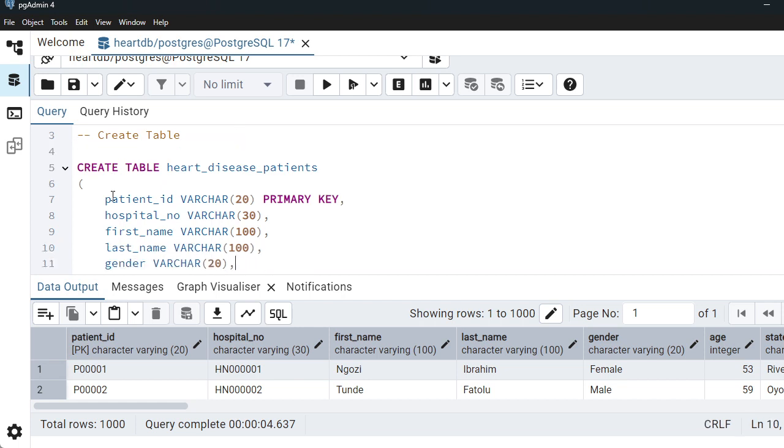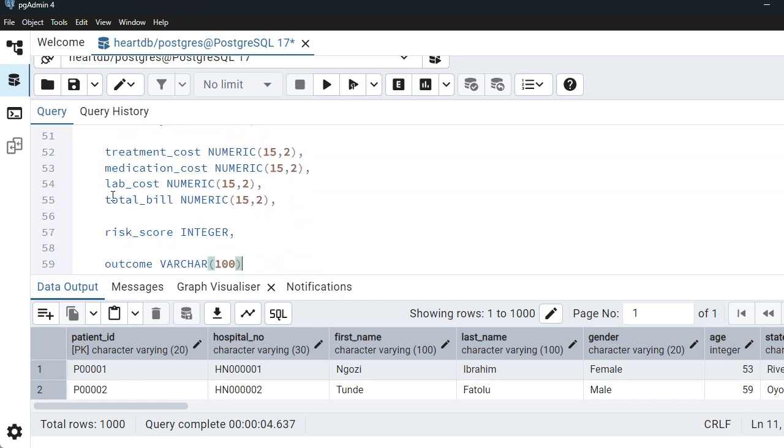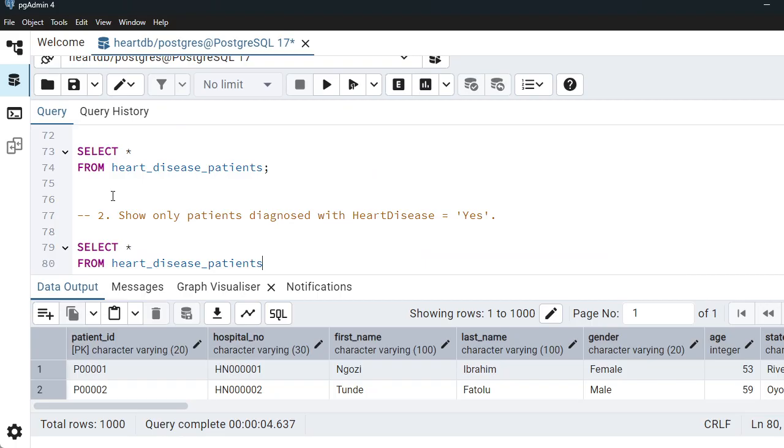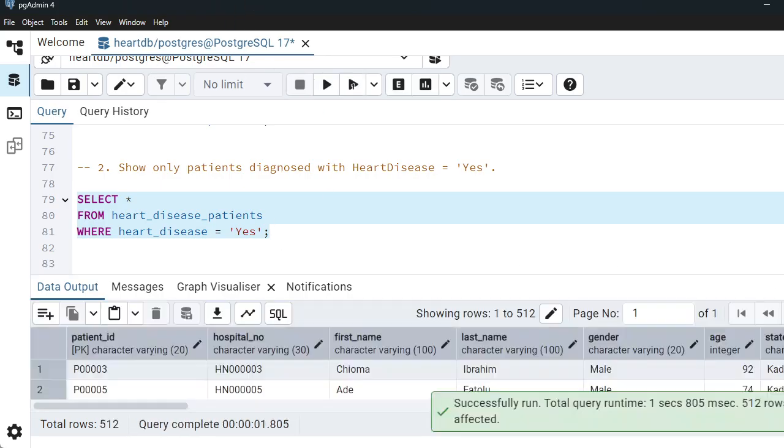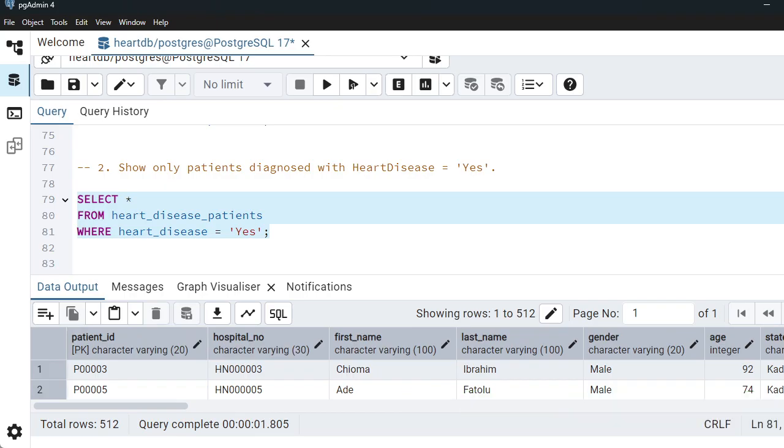And the next question says: show all the patients diagnosed with heart disease. So select from the heart disease table where heart disease is equal to yes, and you run this and you have your results. It's only those where heart disease is yes that will run for you, and you are going to see your results. As simple as that.